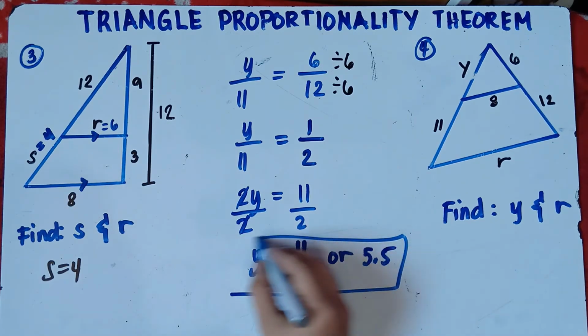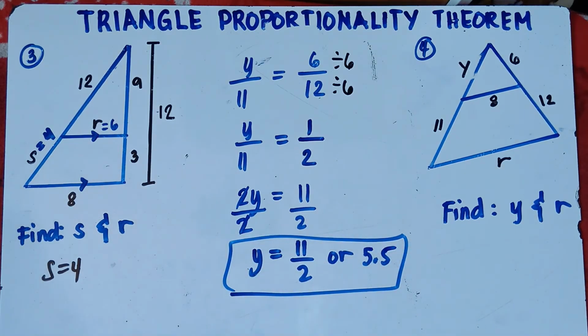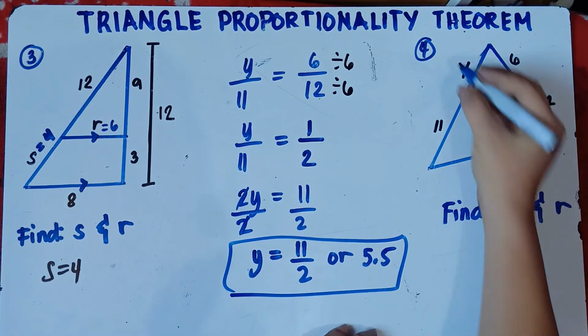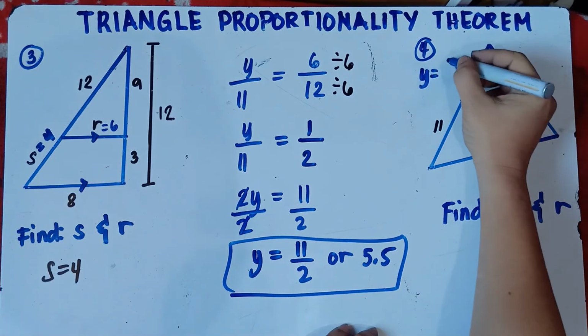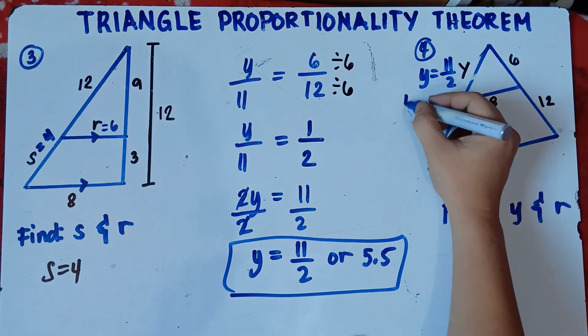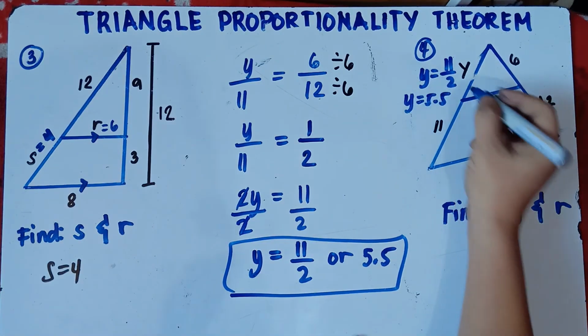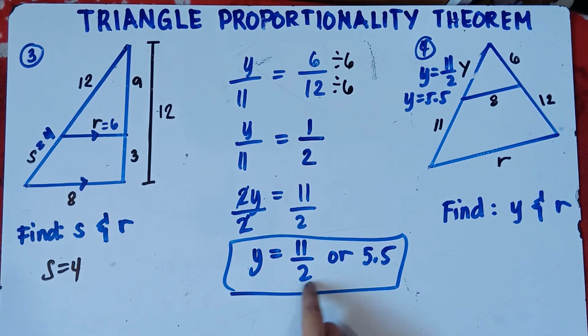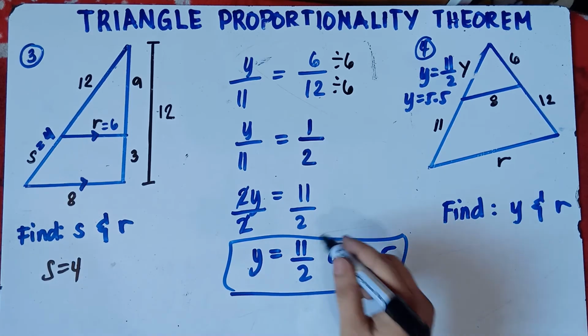So either of these two, class, it depends on you which you prefer. You can have 11 over 2 or 5.5. So that's the same answer, class. So our y is equals to 11 over 2, or if the teacher will ask for the decimal, this will be equal to 5.5. So y is equals to 5.5 or 11 over 2. But for me, class, if I will be your teacher, it's okay, class, to have fractions. 11 over 2 is accepted.